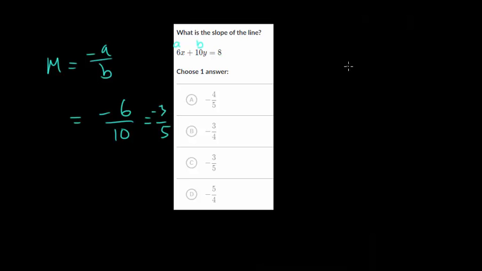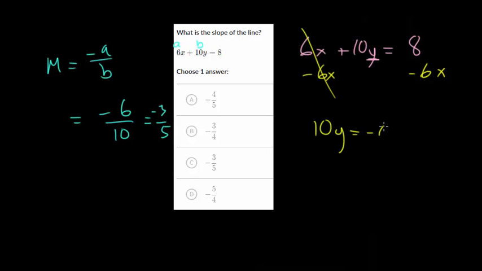But like I said, you want to be able to do it from basic principles. What I mean by that is you want to be able to solve for y and then use slope-intercept form. Whatever the coefficient on x is, that's your slope. So let's subtract 6x on each side. Essentially here, we're just double checking that this does in fact give us the slope. When we subtract 6x on each side, these cancel. We get 10y is minus 6x plus 8. I like putting the x's first because it matches up better with slope-intercept form, but you don't have to.